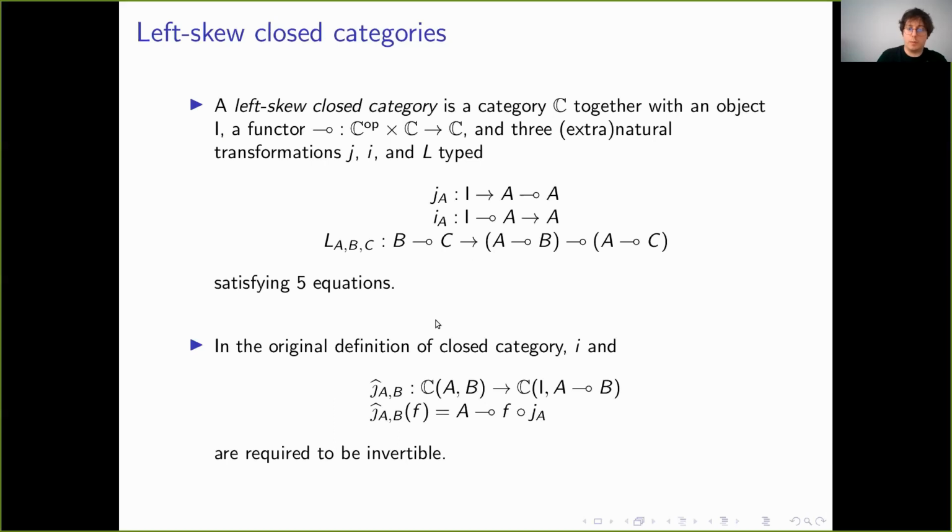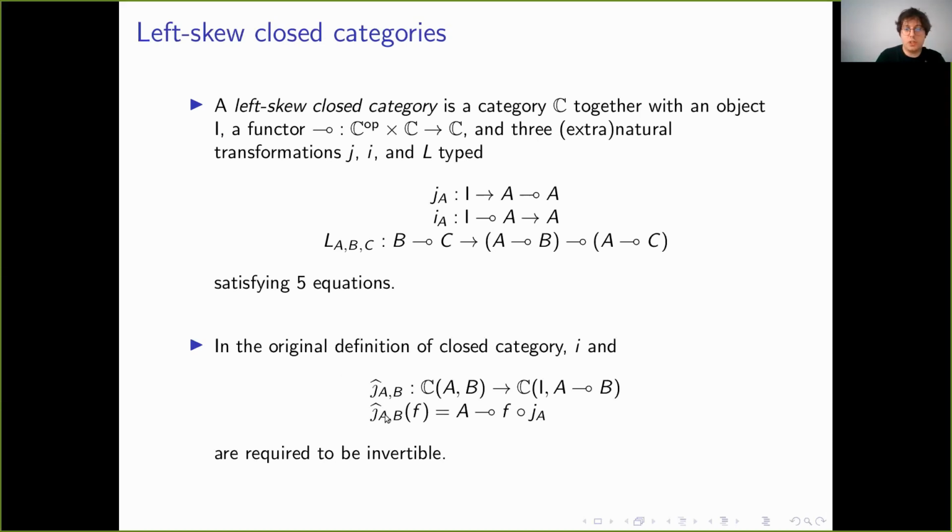And then there is another requirement. Clearly here it doesn't make sense to ask for J and L to be invertible. J, intuitively, is just a function that picks out the identity, the internal identity from A to A, and L is something that just performs post-composition. So take a function from B to C and a function from A to B and then compose them. There is no reason why J and L should be invertible, and in fact they're not required to be.